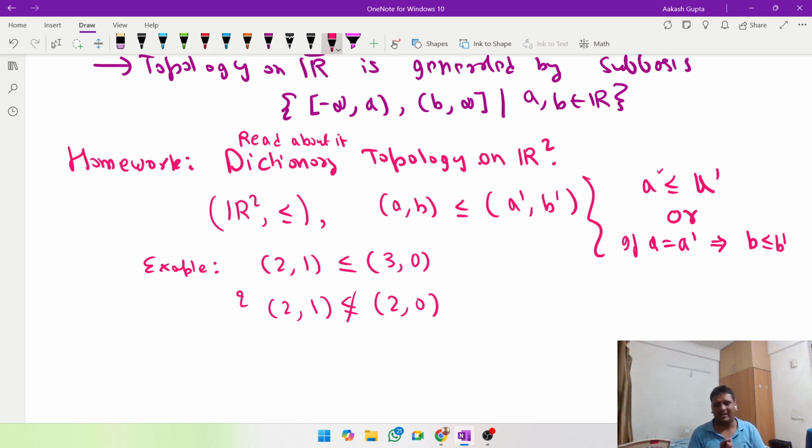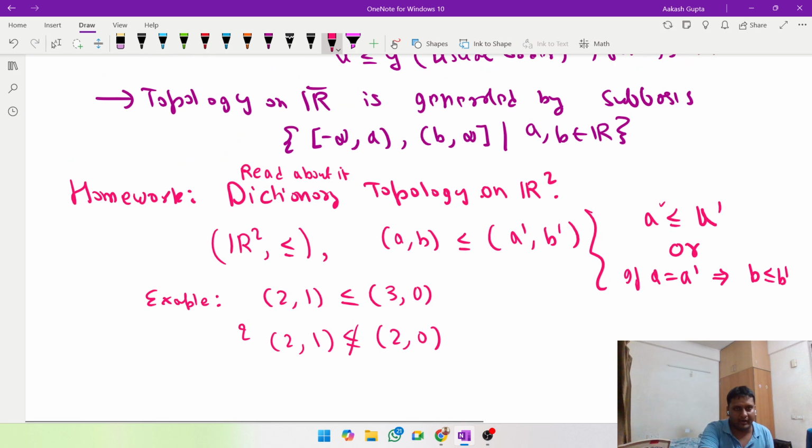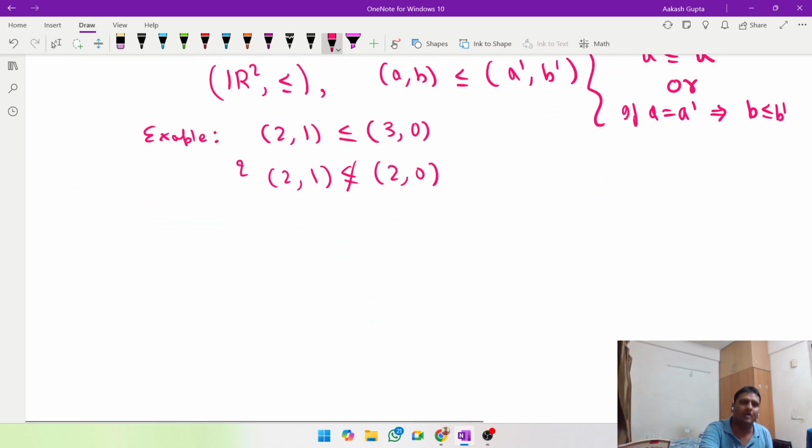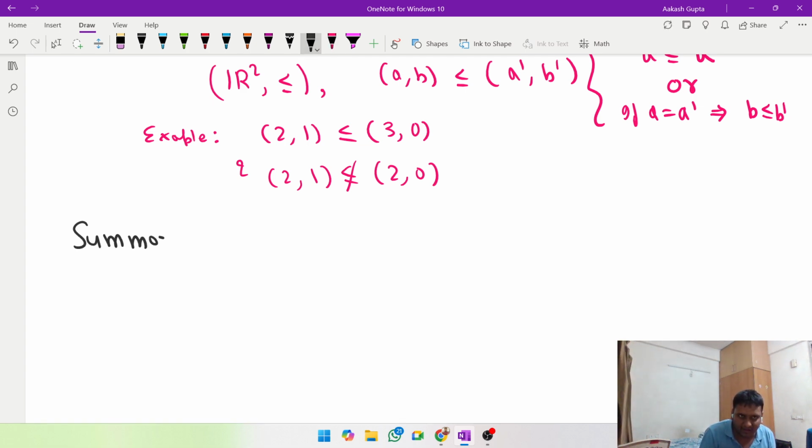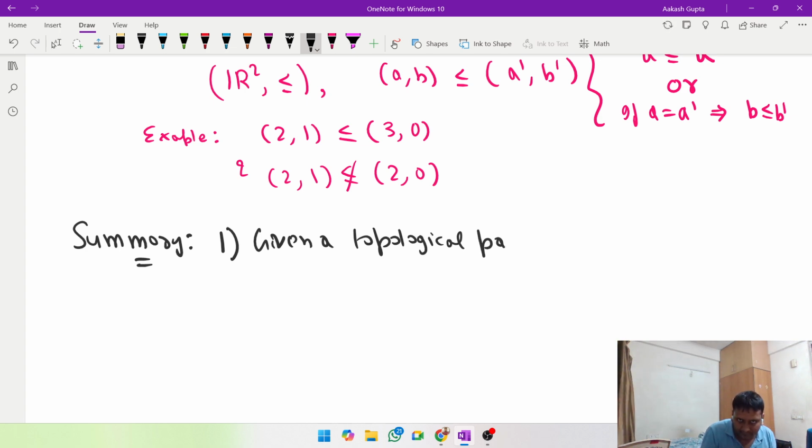So I have just hinted about this thing, and this is a very beautiful space which we may consider at some other point of time. But right now, I think this is sufficient. So let me just summarize what we have done. Number one, given a topological space, we learned what is a subbasis.